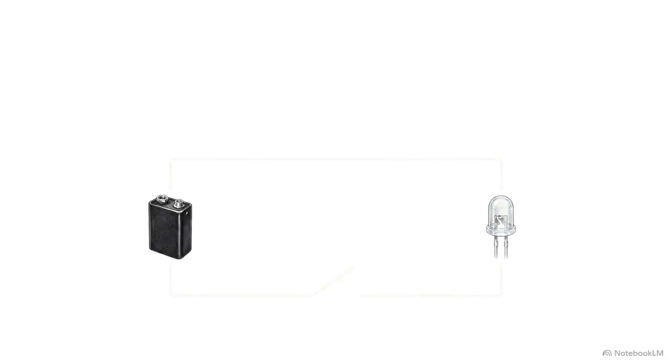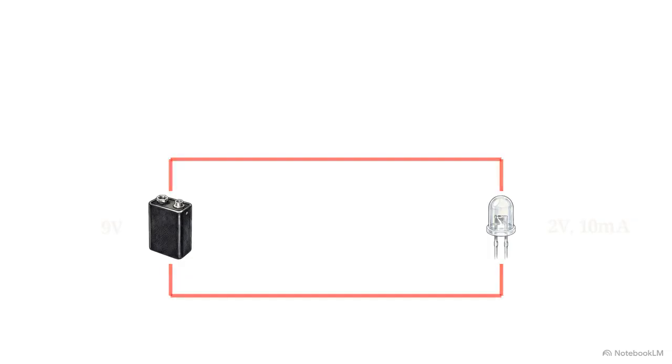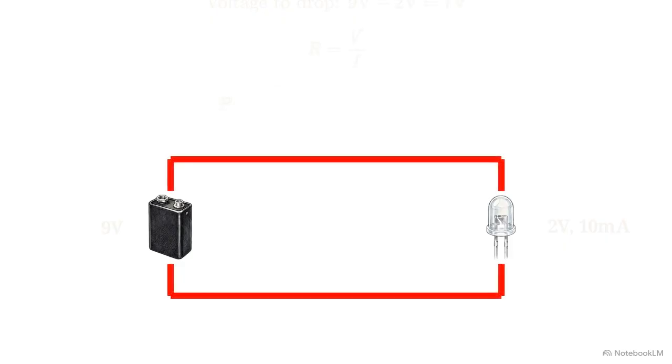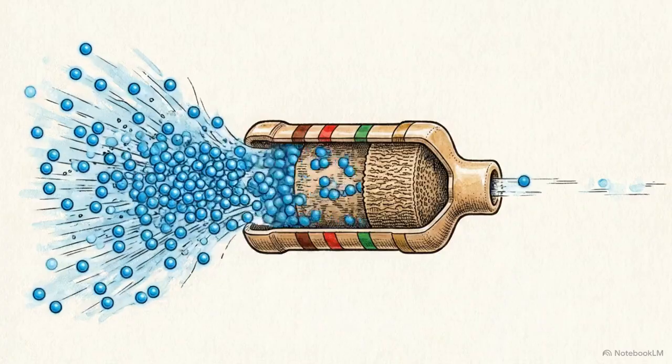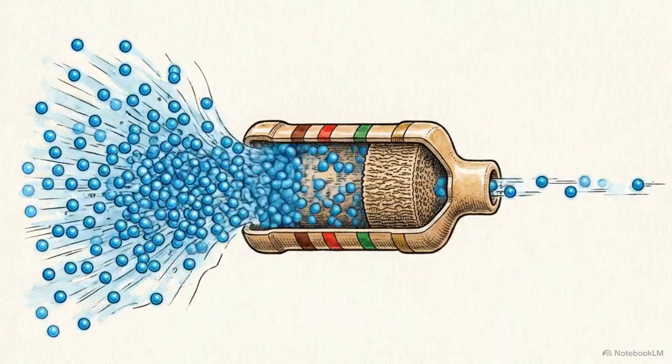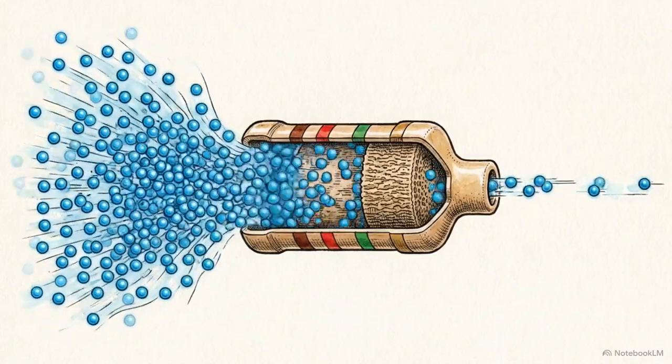Let's apply this. A 9-volt battery provides too much pressure for a 2-volt, 10 milliamp LED. To prevent an explosion, a resistor must absorb the extra 7 volts. By dividing 7 volts by 0.01 amps, the math perfectly dictates a 700-ohm resistor. By doing the algebra first, we can perfectly bottleneck the microscopic flow and neutralize the battery's destructive power.